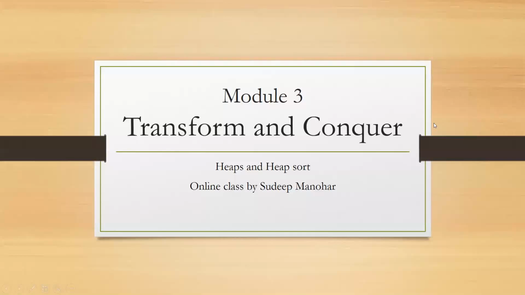Transform and conquer. Till now we have seen two techniques. One is the divide and conquer technique. The second one is the greedy method or the greedy technique. In both, we have seen around 4 to 5 examples, and this is the third technique that comes in the algorithm subject. It is called transform and conquer. So what is meant by transform and conquer? We'll see first. Then we will look into the heaps and the heap sort.